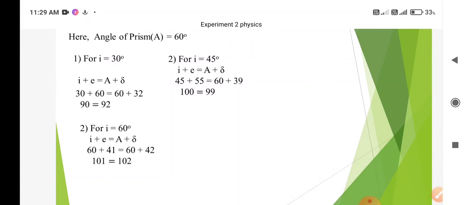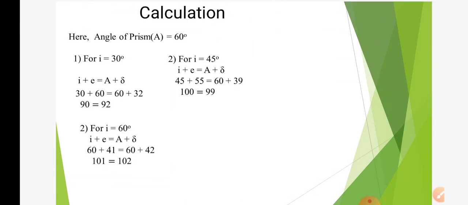So for the first angle of incidence, 30 degree, we get i plus e, that is 30 plus 60, equal to 90. And on the right hand side we are getting 92, approximately they are the same. For i equal to 45 degree, again left hand side is 100 and right hand side is equal to 99. So again the approximate values on both sides are nearly equal. For i equal to 60 degree, again on the left hand side when we add angle of incidence and angle of emergence, that is 101 degree, and that will be equal to 102 degree.